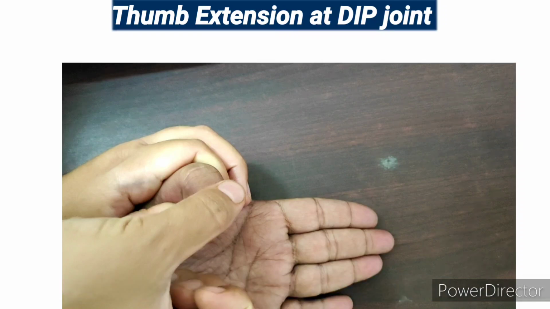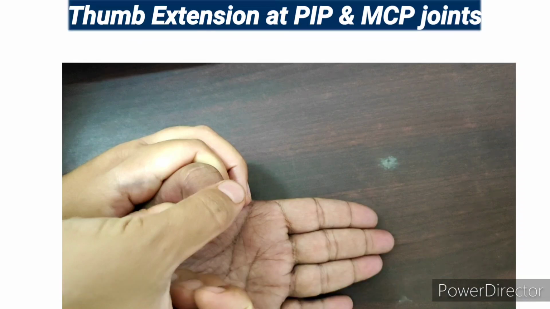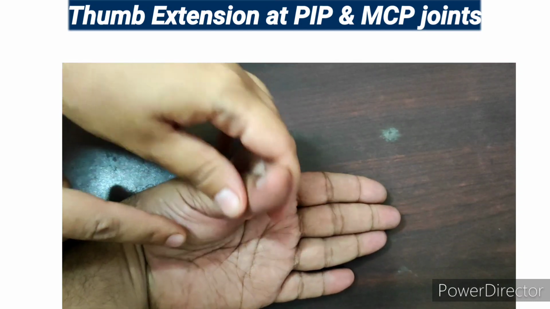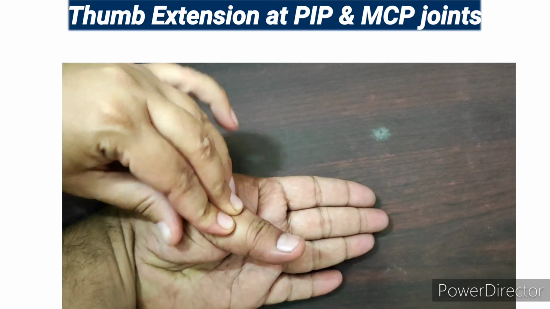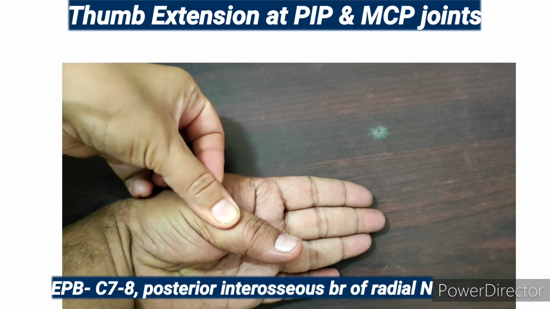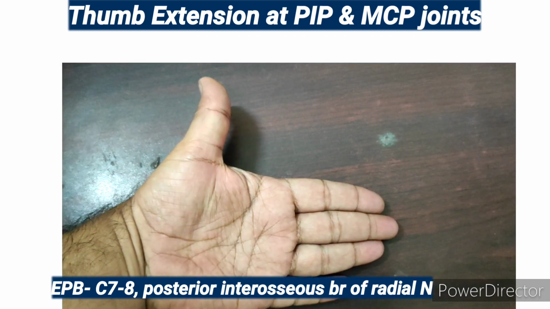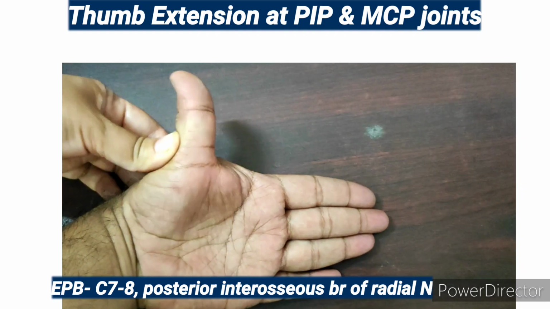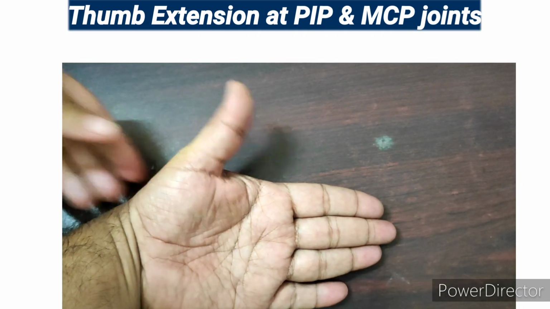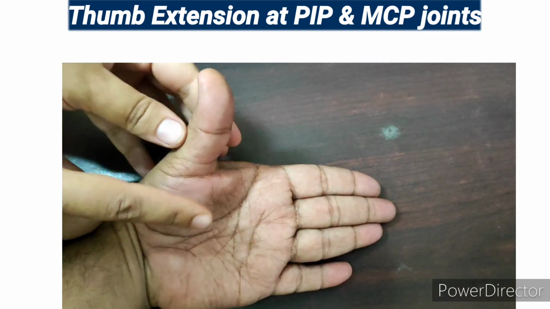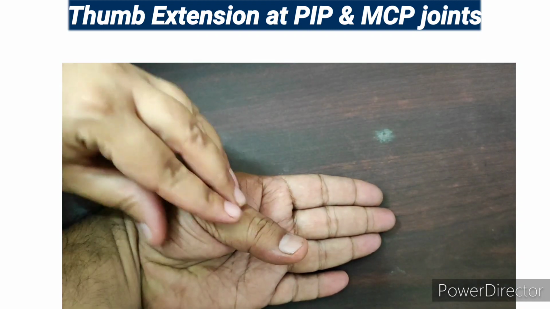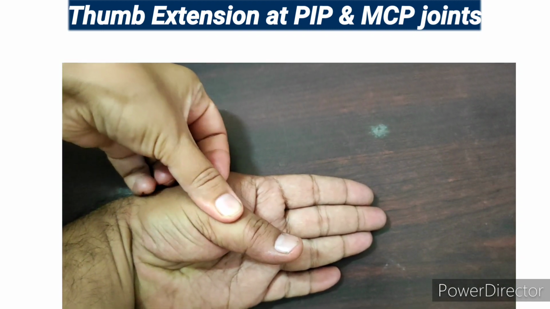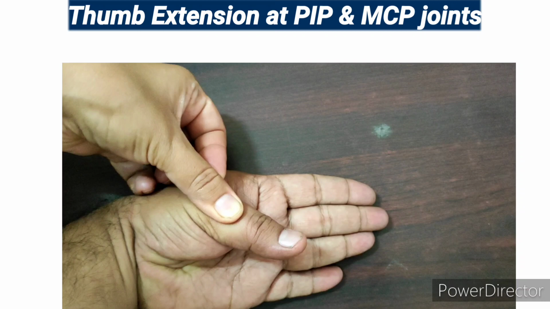Now we have to perform the extension at the proximal interphalangeal and the MCP joint of the thumb. The muscle for this action is EPB, extensor pollicis brevis, supplied by the posterior interosseous branch of radial nerve C7 to C8. In this, we will tell the child to extend the thumb at the MCP IP joint, and for against resistance, the child will resist the passive flexion of the thumb at the MCP joint.